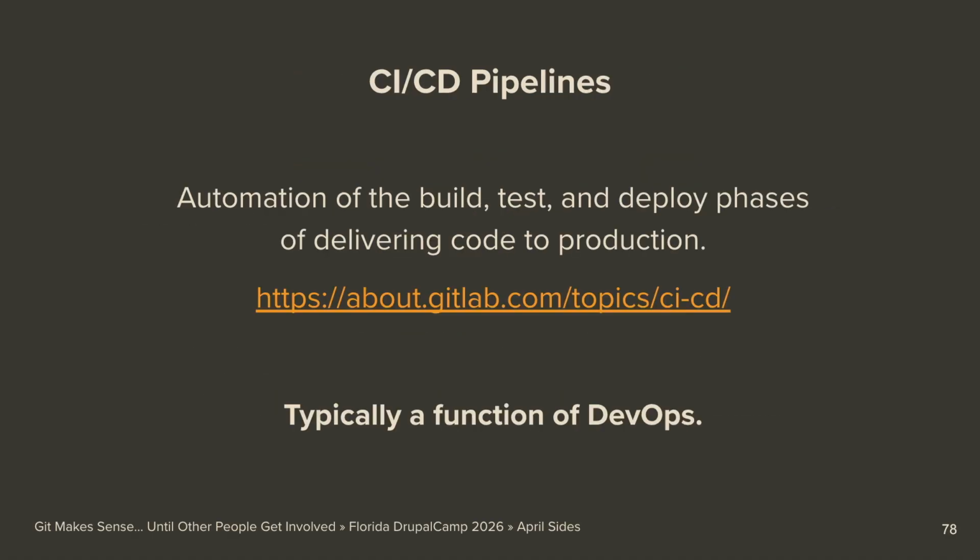So you may have heard of the CI/CD pipelines. These are automations that build and test and deploy your code upstream to production. And it's typically a function of DevOps.